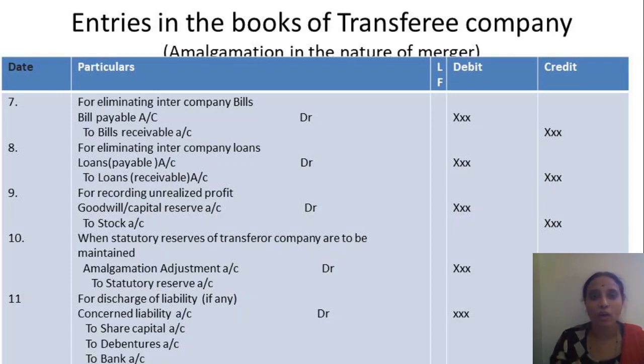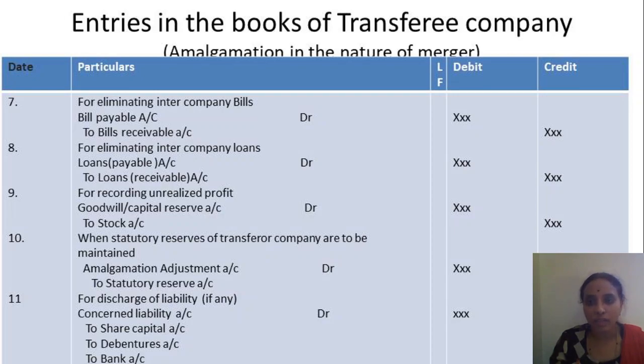Then the 10th entry is when statutory reserves of the transferor company are to be maintained. So we make a separate entry here in case of amalgamation in the nature of purchase. That is, amalgamation adjustment account debtor to statutory reserve account. This entry is compulsory. In the previous form, that is, in the nature of merger, this does not come; there is no entry. So in case of the nature of purchase, for recording the statutory reserves of the transferor company maintained, it should be recorded as amalgamation adjustment account debtor to the statutory reserve account.